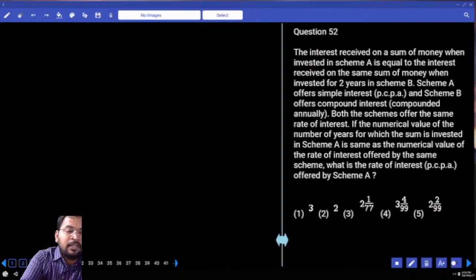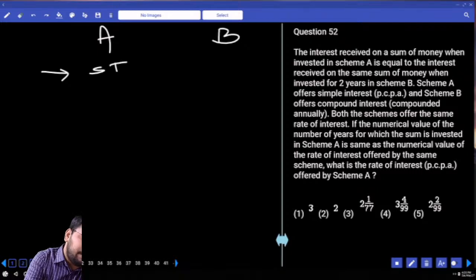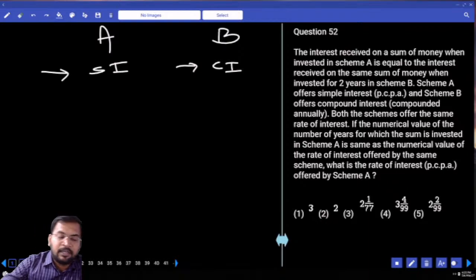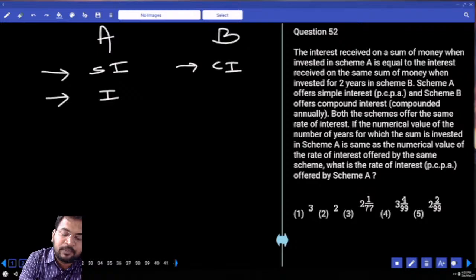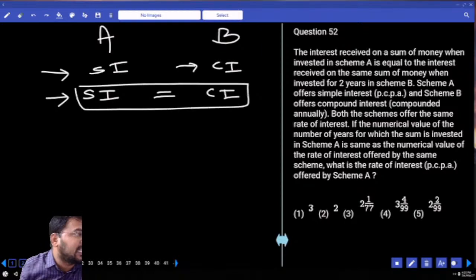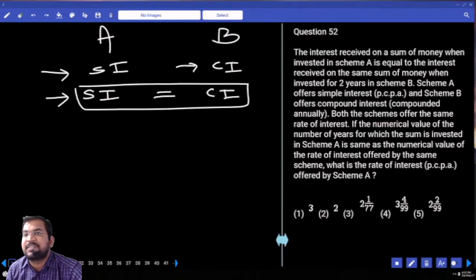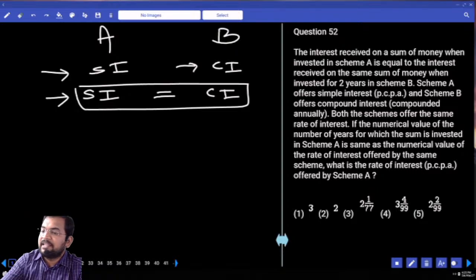Now look here. Here two schemes are there. A scheme is there, B scheme is there. Scheme A is offering simple interest. Scheme B is offering compound interest. Are you clear? Next, scheme A simple interest will be equivalent to scheme B compound interest. In both the schemes the interest will be the same. That is what was said: the interest received from scheme A is equal to the interest received from scheme B.